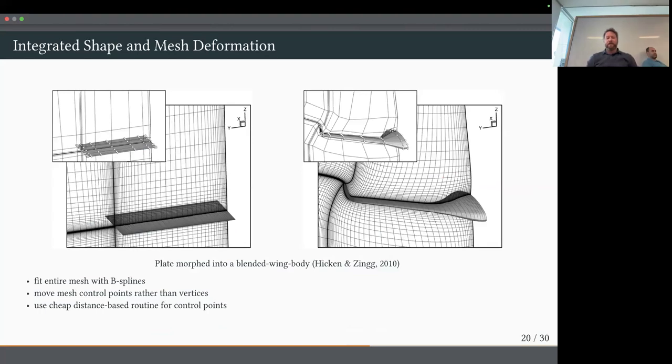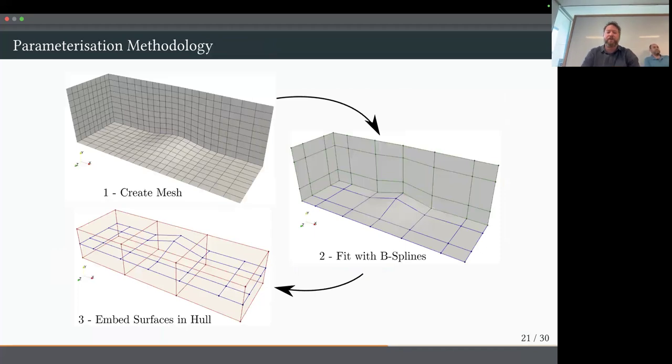What it's meant is we're going to take it one step further. When we fit our B-splines, it's not going to be only the surface. We're going to try and fit a B-spline volume to the volume grid as well. And what this will allow us to do is if we move the control points for our surface, we get a subsequent deformation in the volume grid as well for free, instantaneously. We'll see what that looks like in practice.